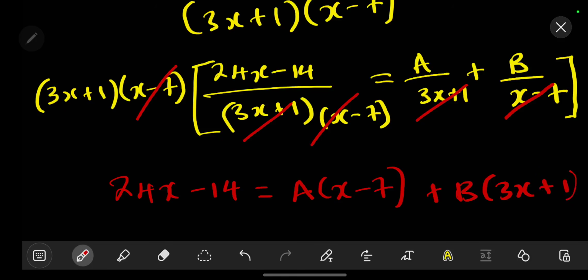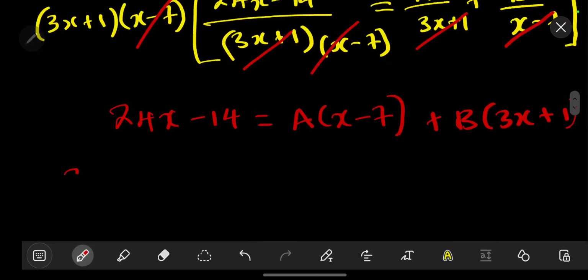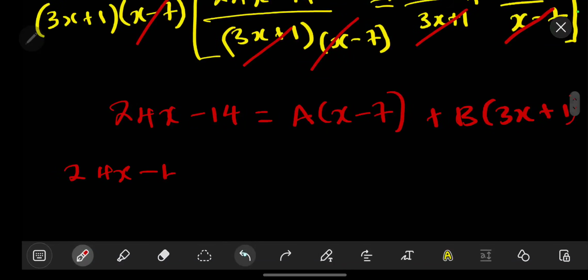So after doing that, we are going to have our 24x minus our 14 should be equal to, so we have that term. In other words, after reaching this stage, you are going to let x be equal to something. The essence of letting x be equal to something is that you want to eliminate one of the letters. So there is a and b, so you want to eliminate a or b. So how do you do that?